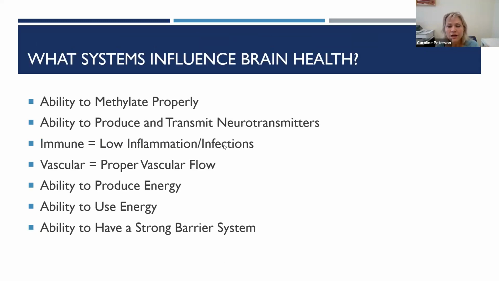We talked about the methylation. We need to be able to methylate properly in order for everything to heal. We have to be able to produce and transmit neurotransmitters. We have to have a well-functioning immune system, a vascular system that has proper flow. We have to be able to produce and use energy and have a strong barrier.